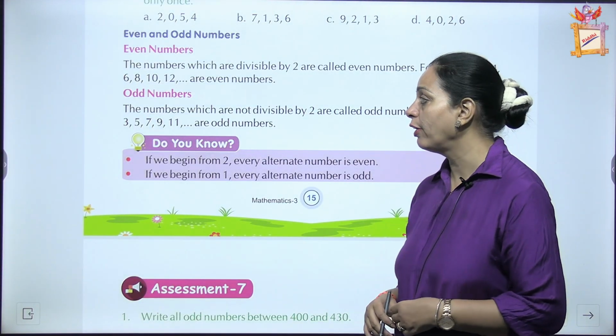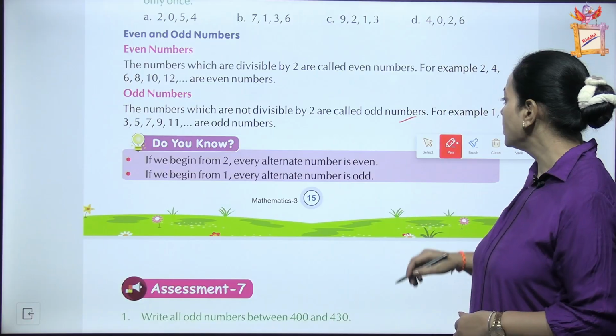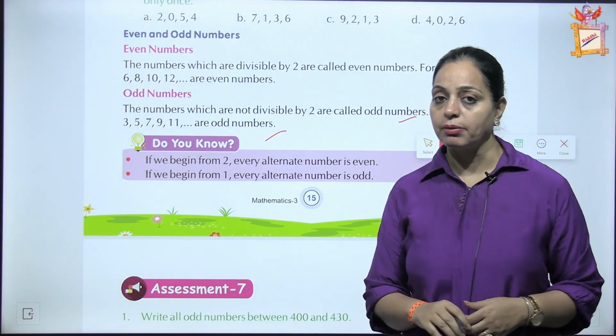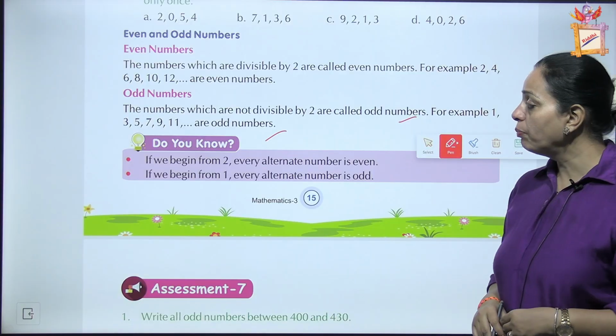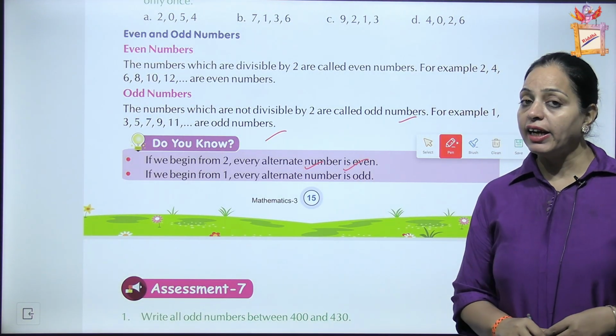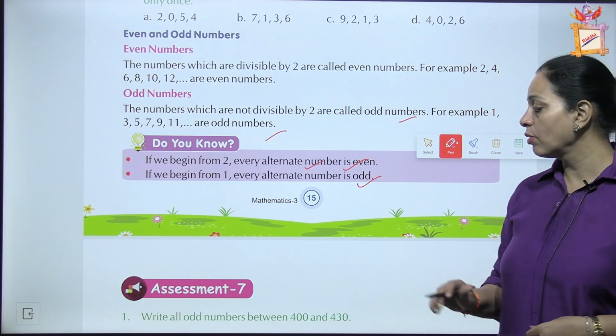These are even. And odd numbers, the numbers which are not divisible by 2, are called odd numbers. For example, 1, 3, 5, 7, 9, 11, these are odd numbers. Now do you know, if we begin from 2, every alternate number is even, and if we begin from 1, every alternate number is odd.